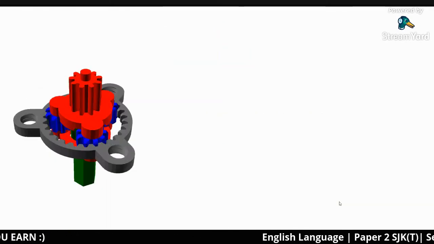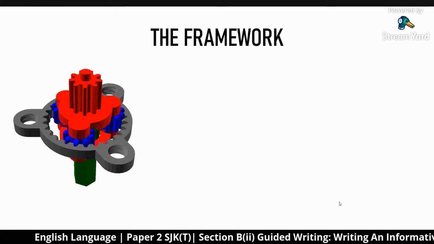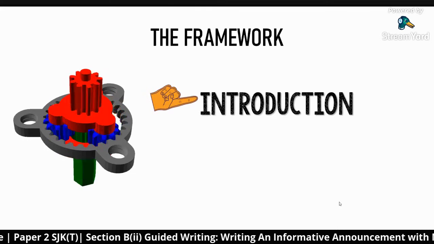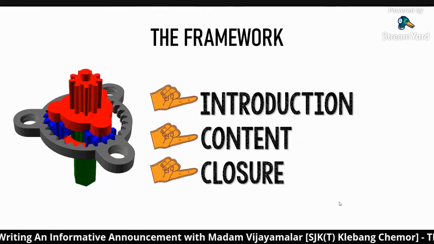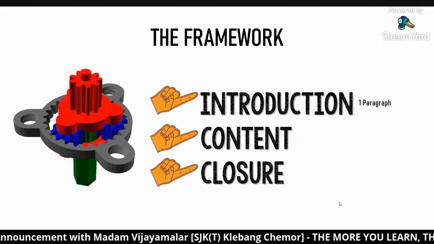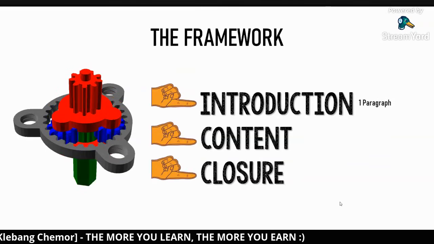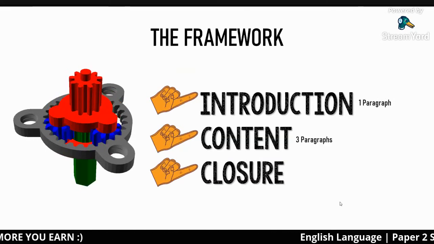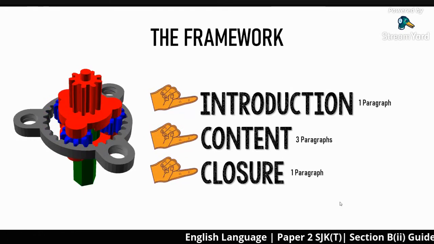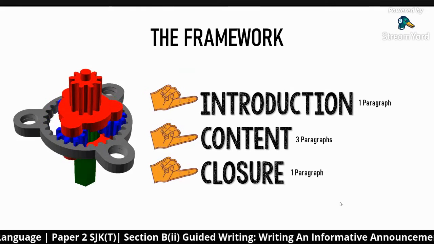As always, we have a framework when it comes to the writing section, where you have your introduction, your content, and of course your closure. And we have them in paragraphs. For introduction, as always, you will need one paragraph. Content, we will have 3 paragraphs, and closure, 1 paragraph. Did you get it?